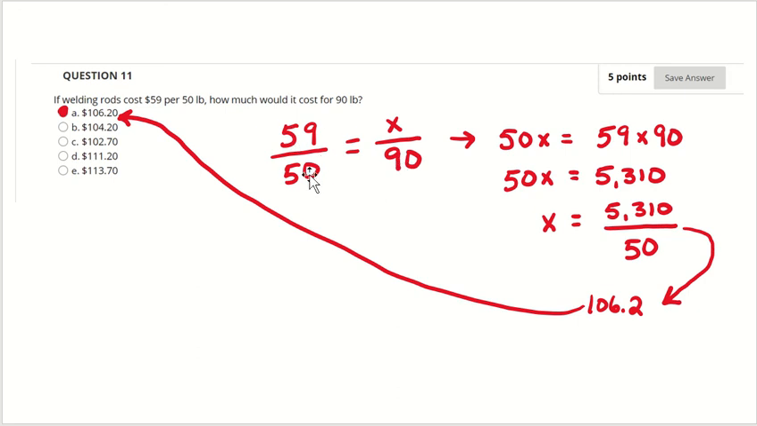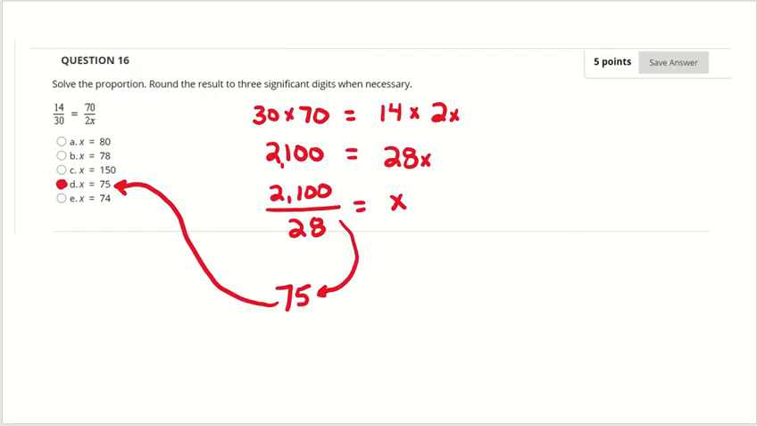We take the extremes, we take the means. 50x is equal to 59 times 90. 50x is equal to 5,310. And that means that if we divide 5,310 by 50, we'll end up with 106.2, which is $106.20.